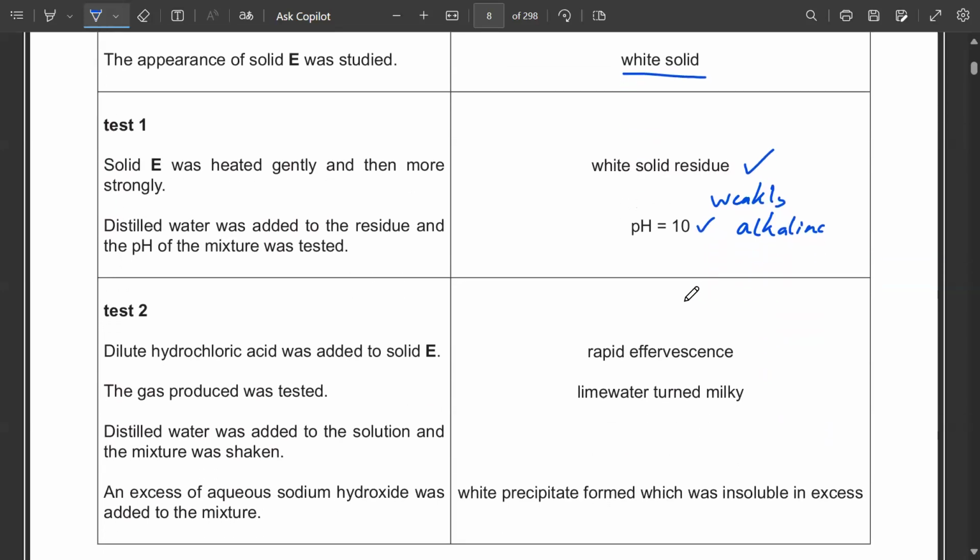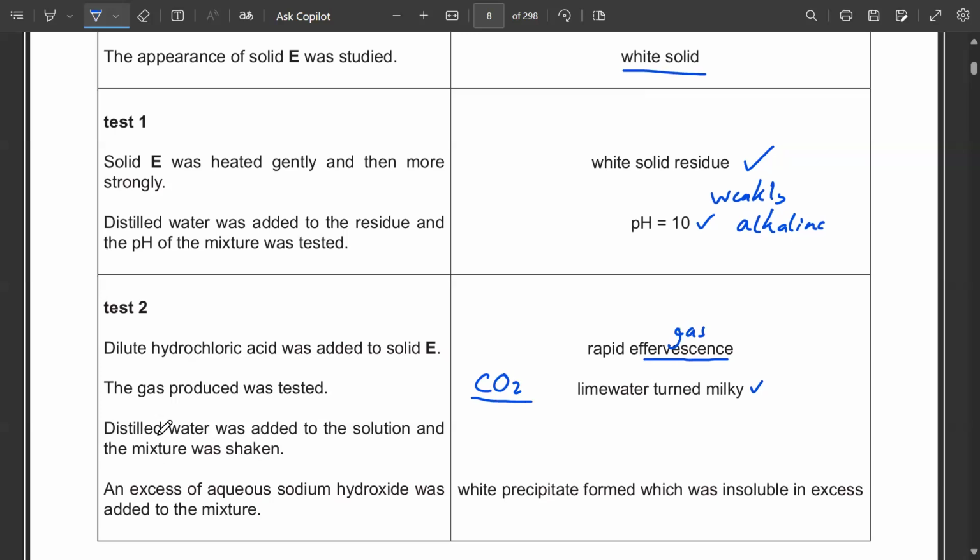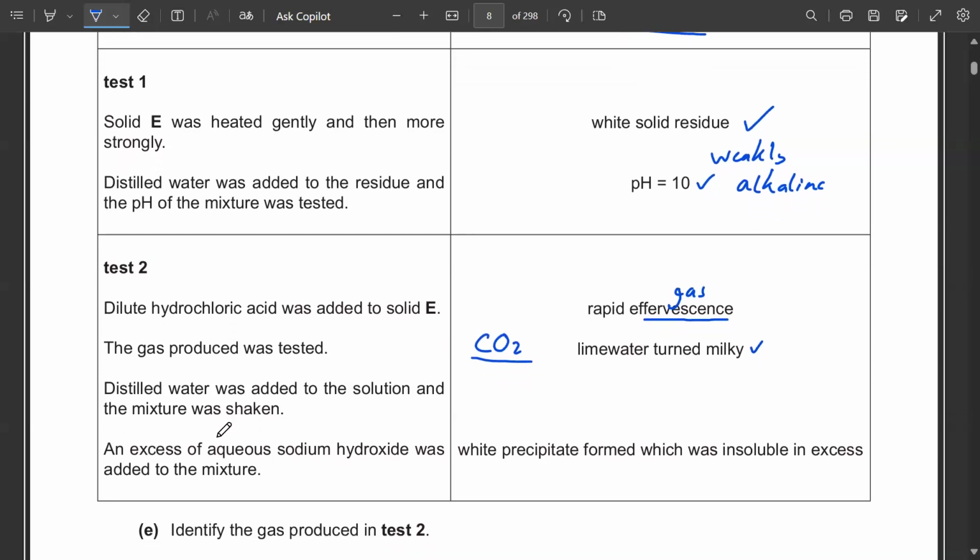Now, test 2 says dilute hydrochloric acid was added and it produced a rapid effervescence. Now, effervescence indicates formation of a gas. The gas produced was tested, which turned lime water milky. So there's only one gas that gives this test, which we know as carbon dioxide gas, which turns lime water milky. Now distilled water was added to the solution and the mixture was shaken.